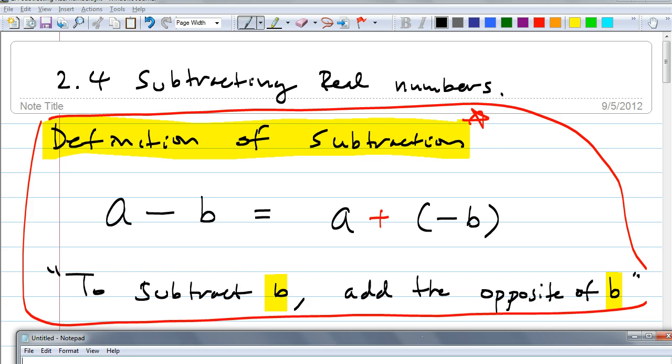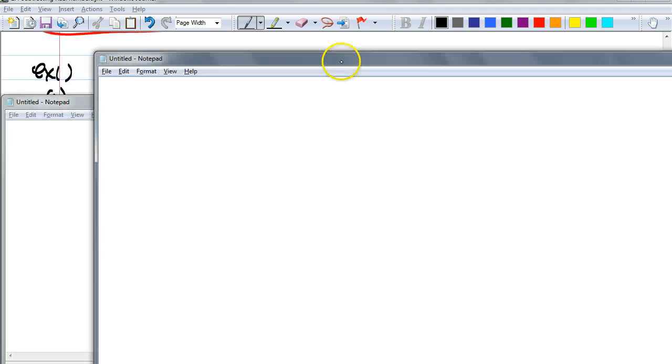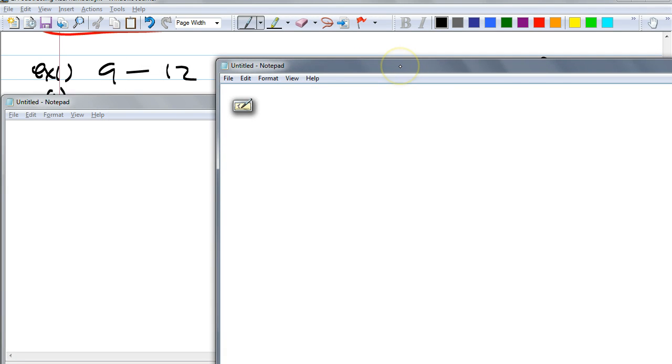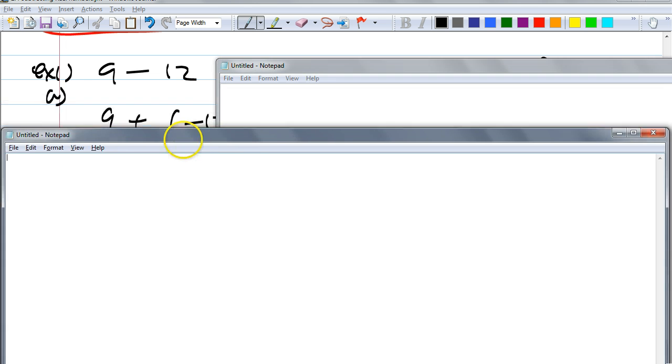Okay, so write this down. I'll wait. So, for example, if I have something like this, 9 minus 12. Okay, what's the answer? What's 9 minus 12? Negative 3. Everyone should know that. But I'm going to actually use the definition of subtraction to show you how this works. So, can somebody tell me then, in terms of addition, what 9 minus 12 really means? Yes. 9 plus negative 12. Exactly.